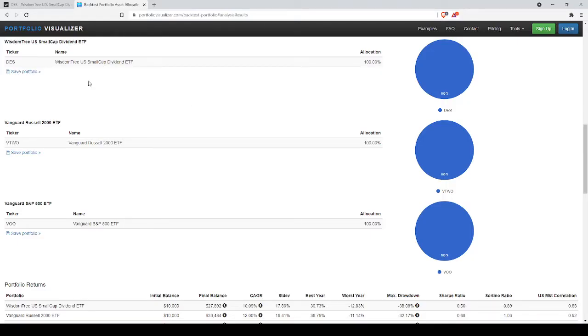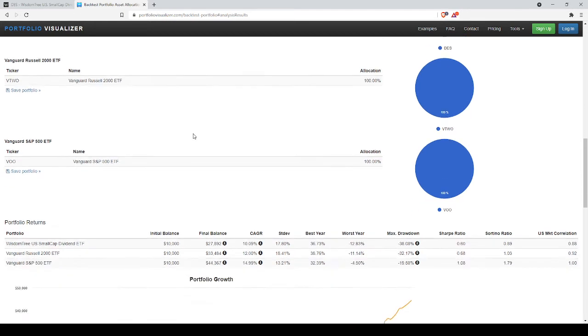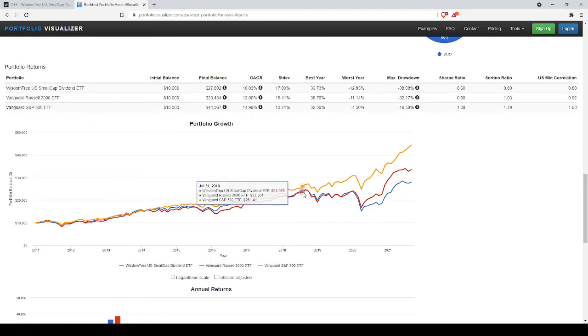For this one, we'll have DES in our first portfolio. In our second portfolio, we'll be looking at a control, which will be the Vanguard Russell 2000 ETF, tracking the broader small cap market of the Russell 2000, and then we'll have the S&P 500 ETF for Vanguard as something for comparison. Going down, we can see in our graph here, kind of interesting really.